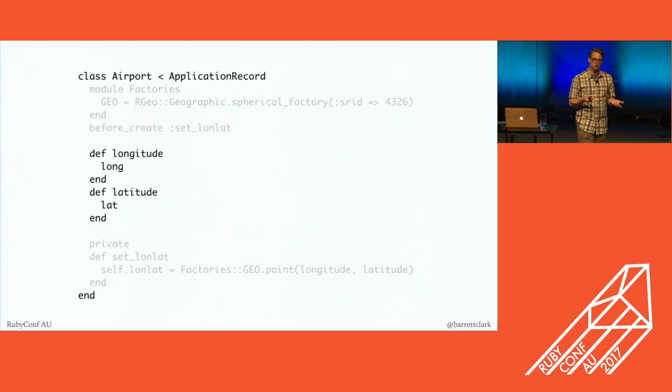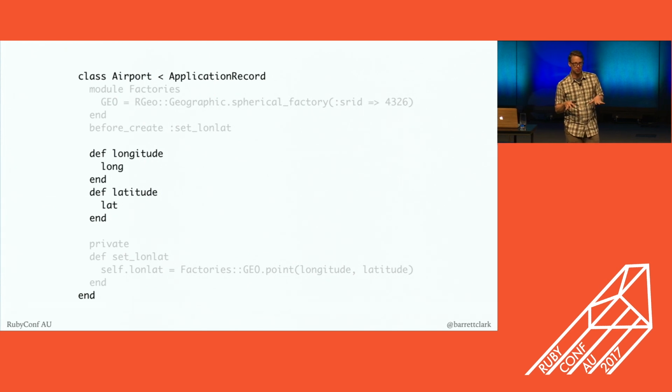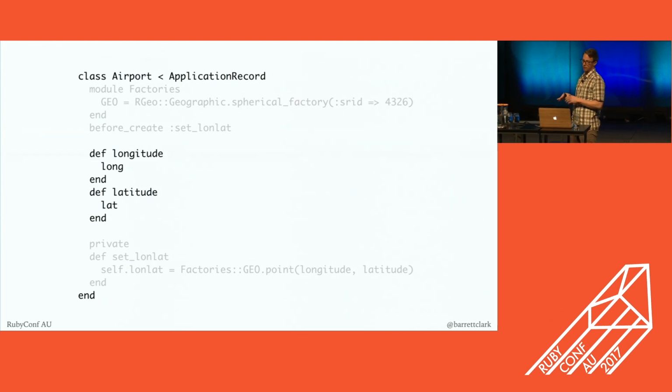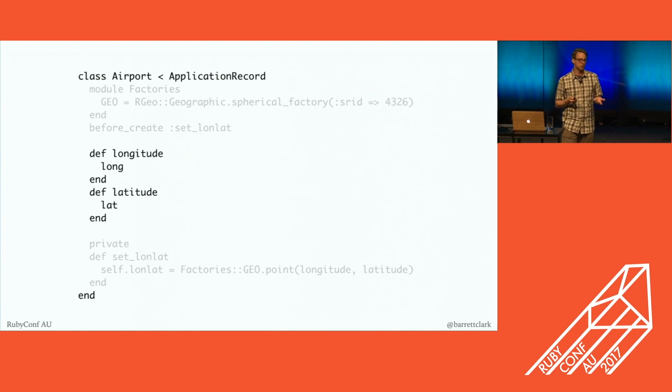And I've mentioned I like to load my data as close to the original format as possible. Well, that includes bad field names. Long is a terrible field name for longitude, and lat is an acceptable abbreviation, but really we would just want to call it latitude and longitude. So I've added these additional methods so I can call them what I really want to call them.